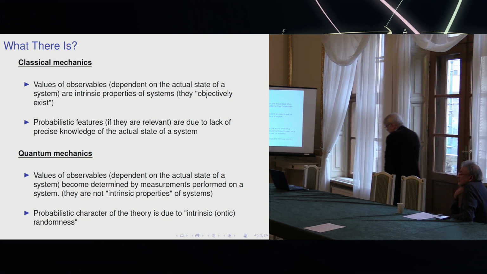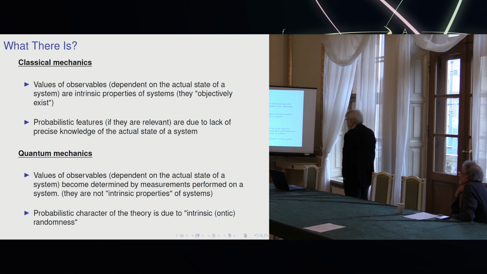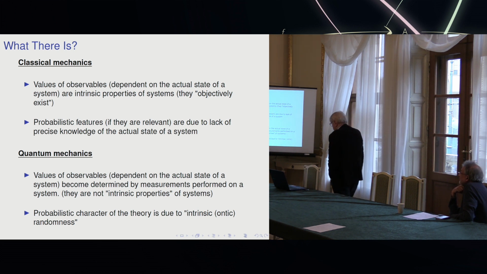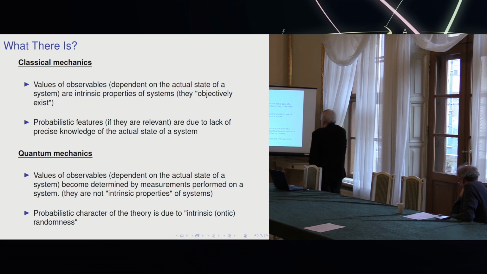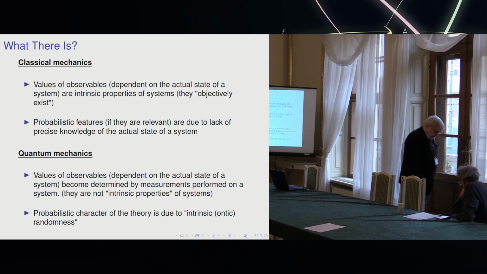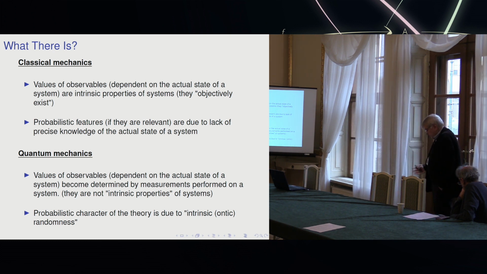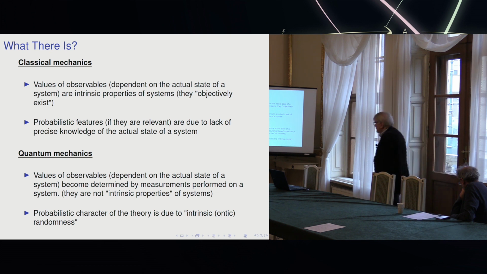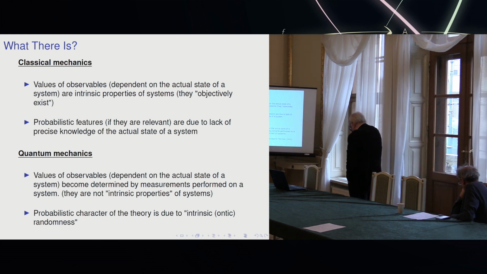But on the other hand, probabilistic features, if they are relevant for the particular setting, and they usually are, are due to lack of precise knowledge of the actual state of a system. So in principle, we can gain more information by refining our measurements.